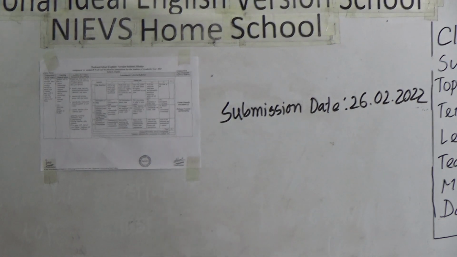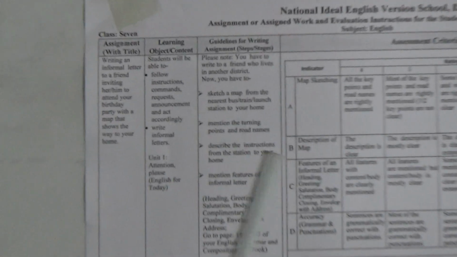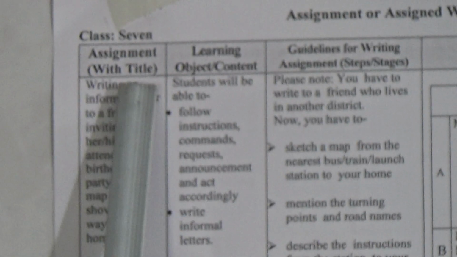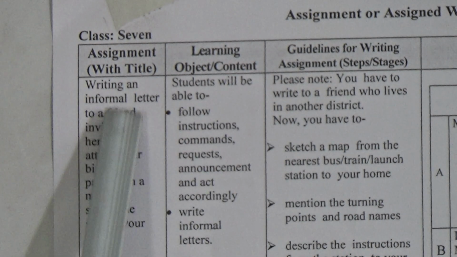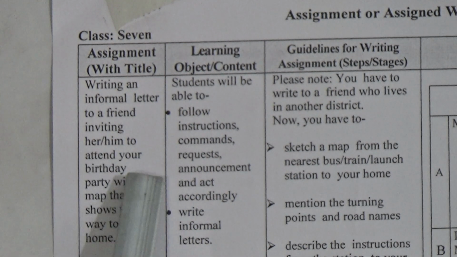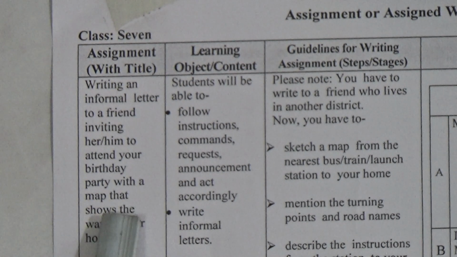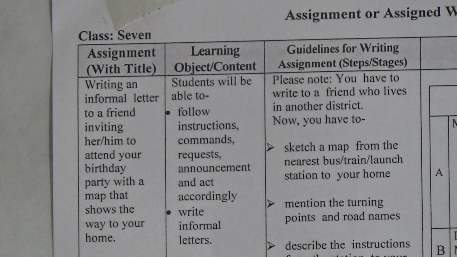Okay, dear students. Now, first of all, you have to understand what is written in this assignment 1. Okay. So, first of all, assignment with title. It's 7. Assignment number 1, English. Write an informal letter to a friend inviting her or him to attend your birthday party with a map that shows the way to your home. Dear students, that means you have to write a letter with an instruction by which your friend can come to your home, and it's about inviting your friend to attend your birthday party.